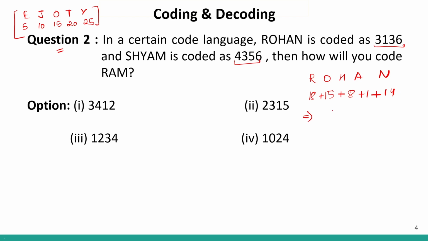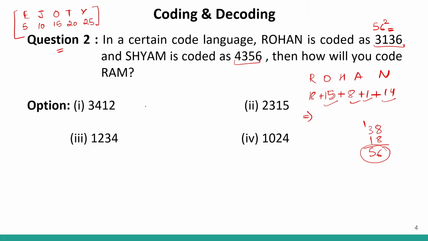So if I find the sum of this, 14 plus 15 is 29. Correct? 29 plus 1 is 30. 30 plus 8 is 38. And if I add 18, how much will I get? This will be 56. Now 3136 is basically 56 square. 56 square is equal to 3136.